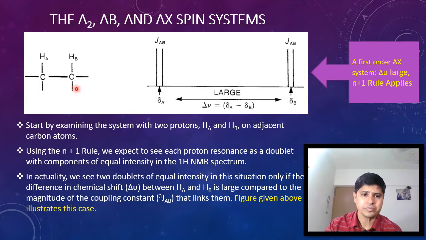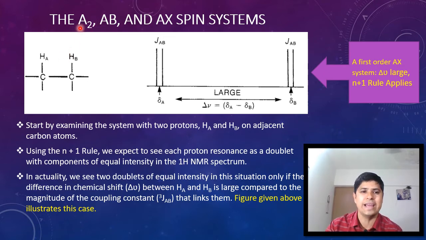Now when all these four groups are similar, suppose they are chlorine, chlorine, chlorine, chlorine, then this HA and HB will be in the same chemical environment, and they will give only one peak that will resonate around some delta value, around 4.2 delta. Suppose all these are chlorine atoms, so at 4.2 delta we will get only one singlet, and that spin system will be an A2 spin system.